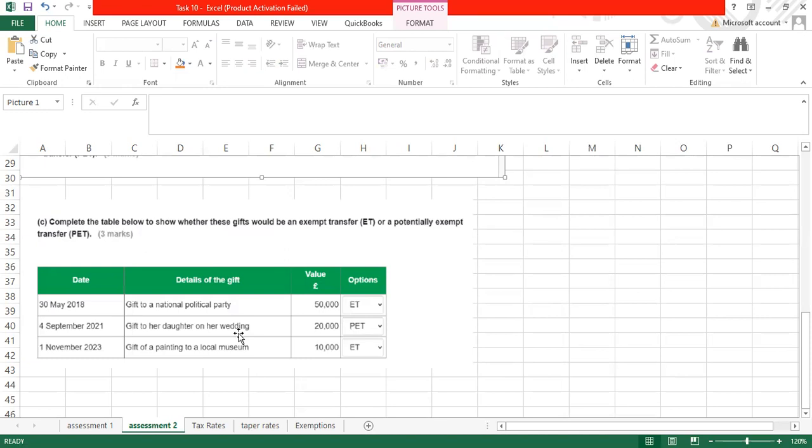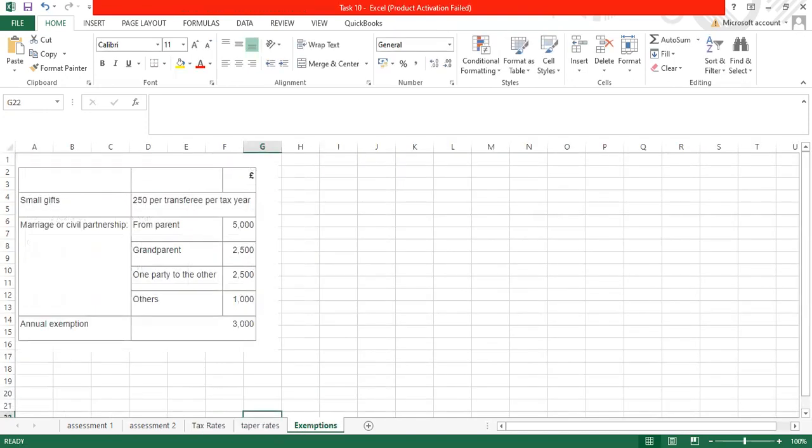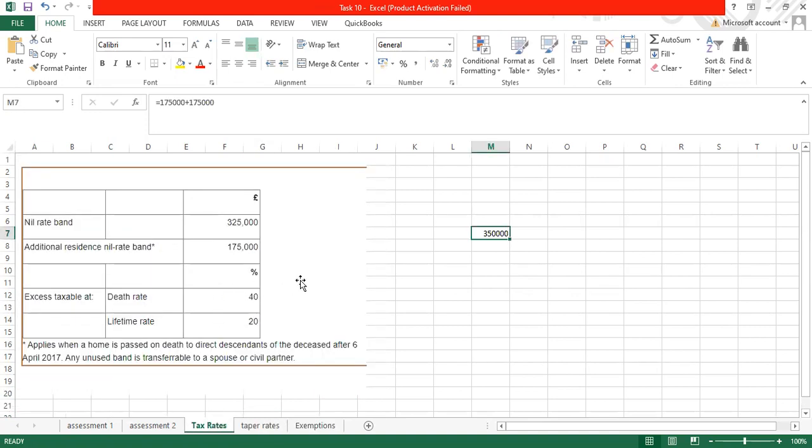So the father or mother who has given this gift has to live for 7 years. Gift of painting to a local museum, it is an exempt transfer. So actually, these are the rules. These I have copied from your AAT assessments. So you will get these rules in your exam. So if you forget anything, you can look around.